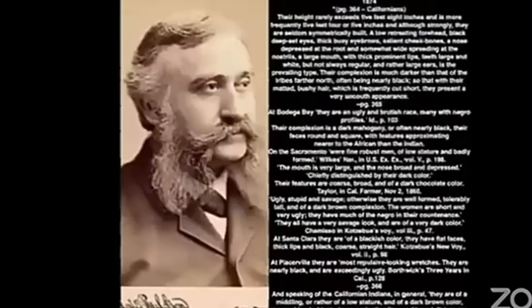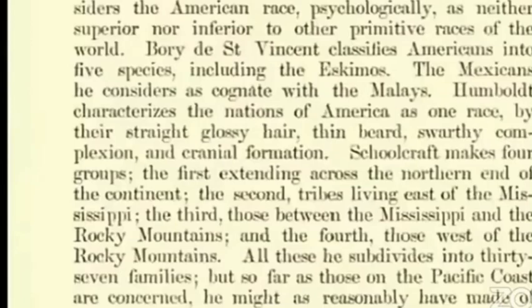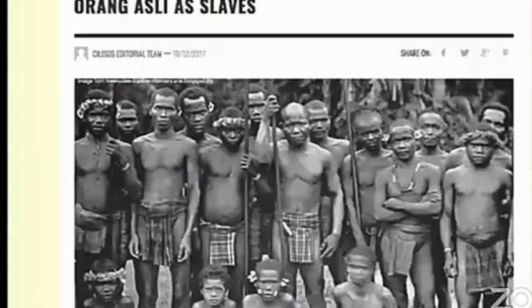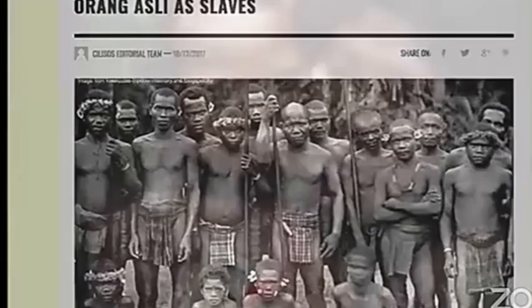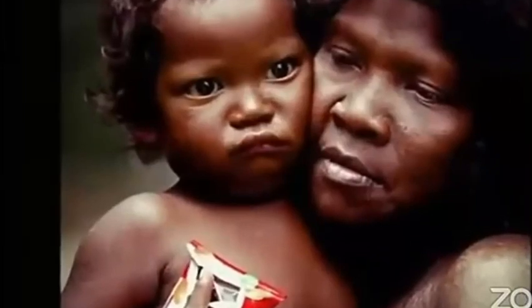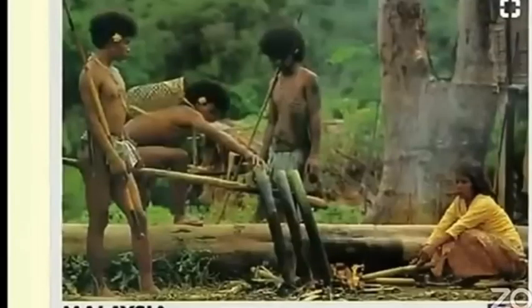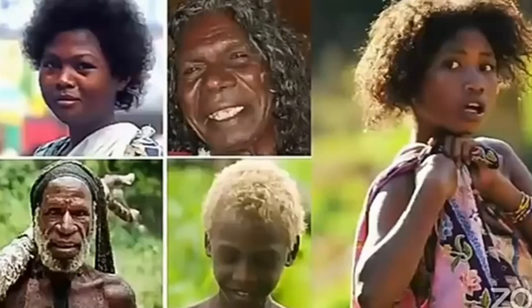Book: The Native Races of the Pacific States of North America by Hubert Howe Bancroft. This is volume 1. He has like 5 volumes of this, and then another series of the native races, another 5-6 volumes. So very good book. Let's go ahead and look inside. The Mexicans he considers as cognate with the Malays. So when he says Malays, what is he talking about? Because we have to understand the original Malays, this is kind of what they look like. So he's comparing the Mexican as cognate with the Malays.